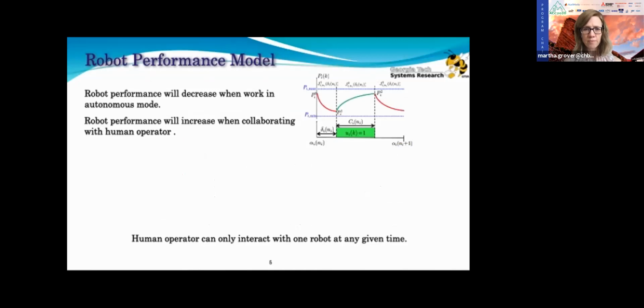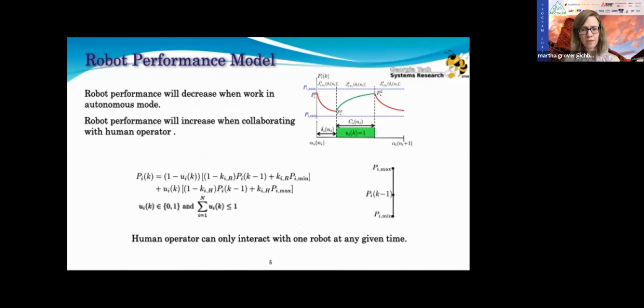We assume that robot performance will decrease when working in autonomous mode. This is modeled by this red curve. And then we assume that robot performance will increase when collaborating with the human operator. And this is modeled by this green curve going upwards. And here are the equations for the two modes, for the autonomous mode and the interactive mode.